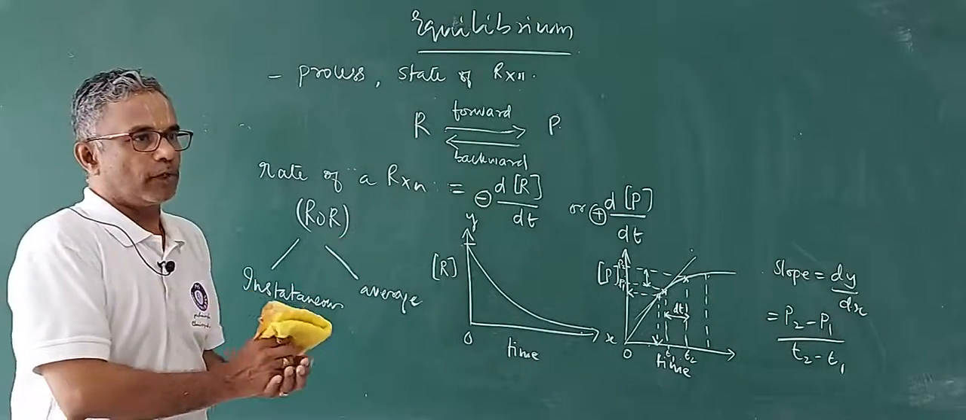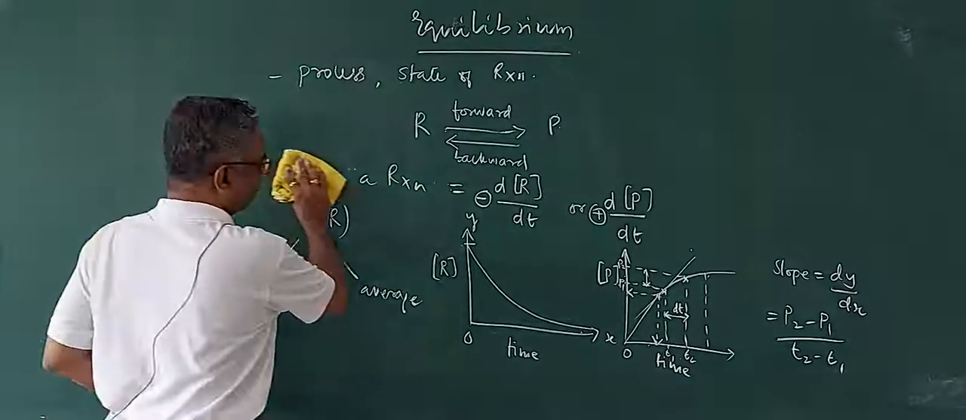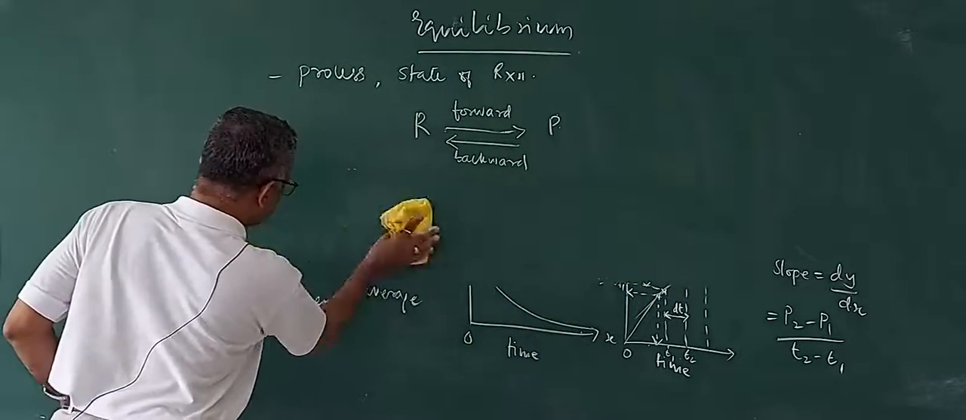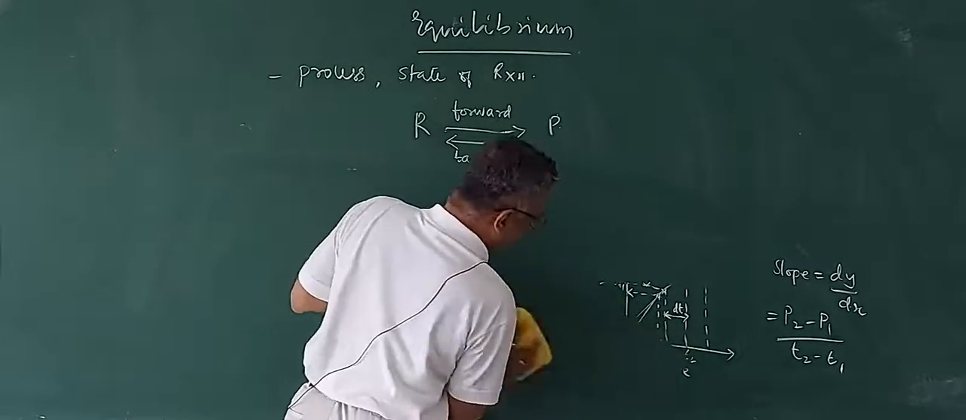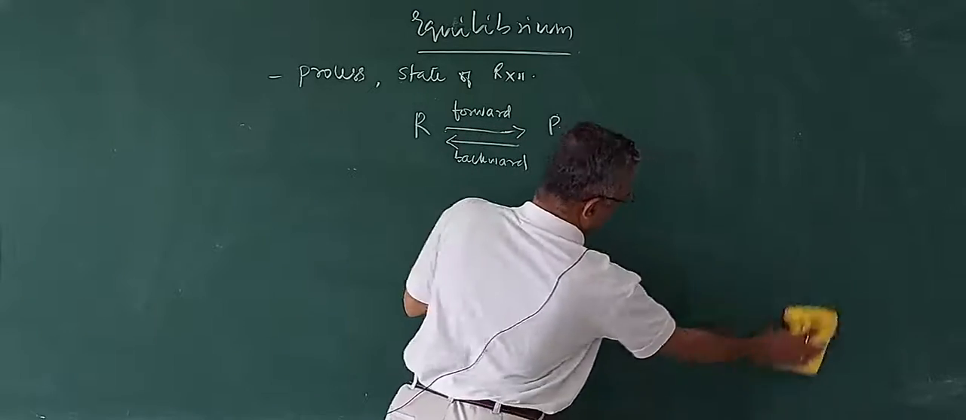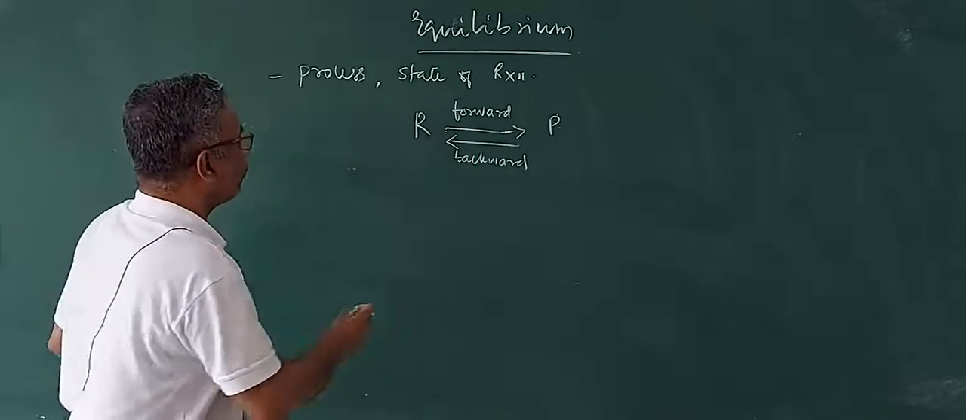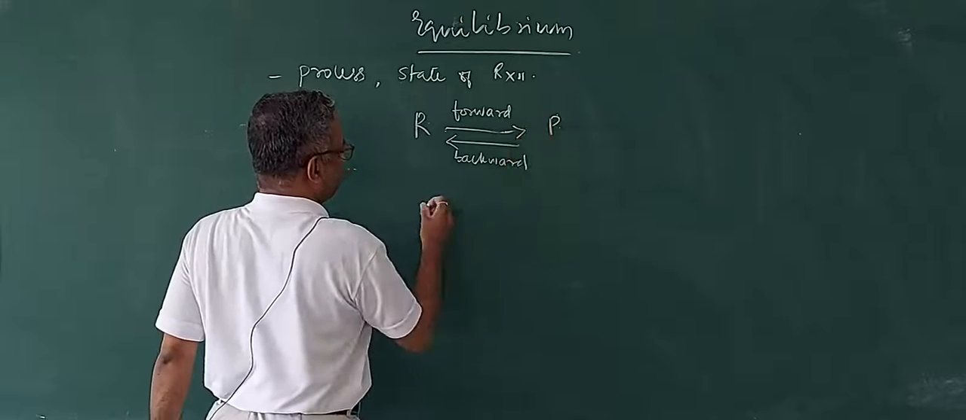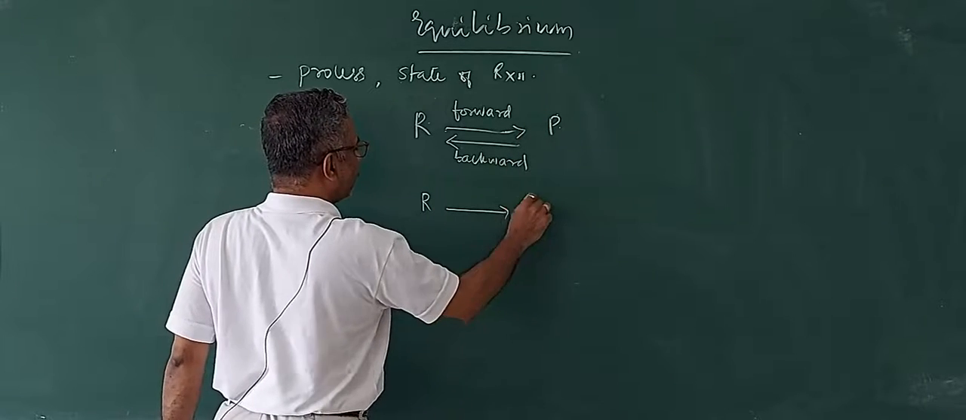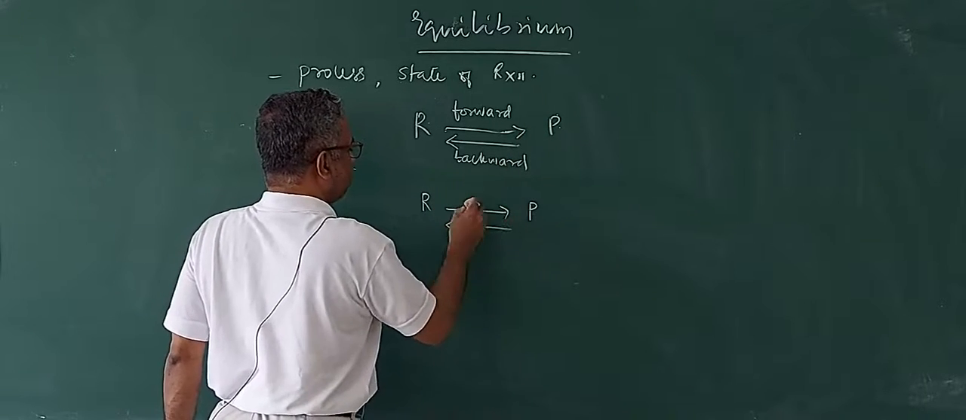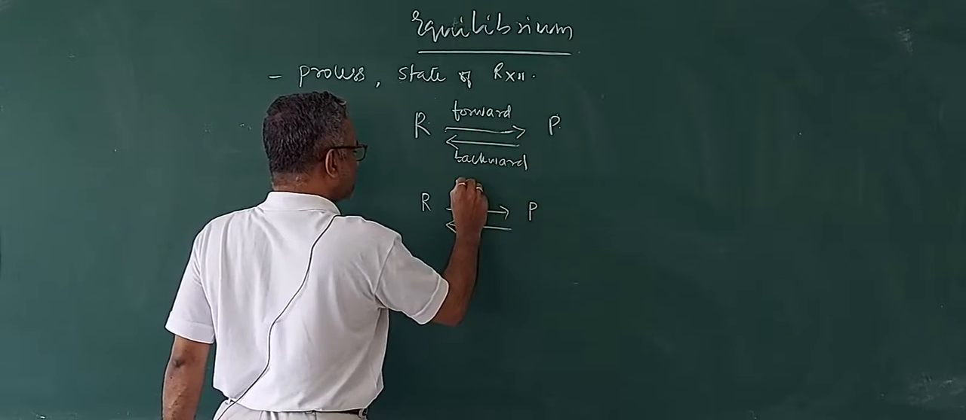Now, let us come to equilibrium. What do we mean by equilibrium? I told you, it is a state or a process, we can say. Now, when the rate of the forward reaction, you have the reactant going and forming products. Now, we represent the rate with a small k.